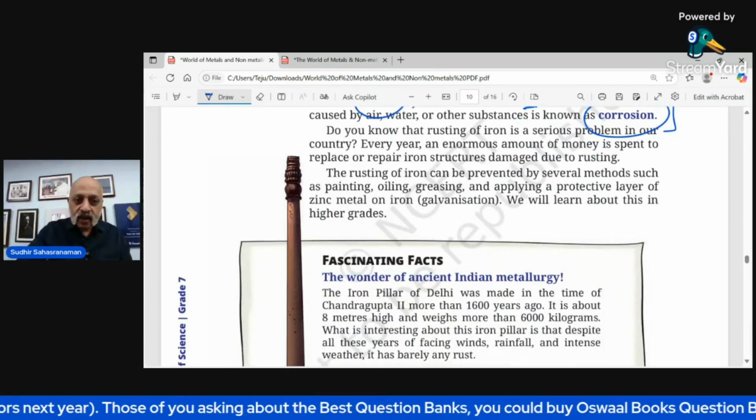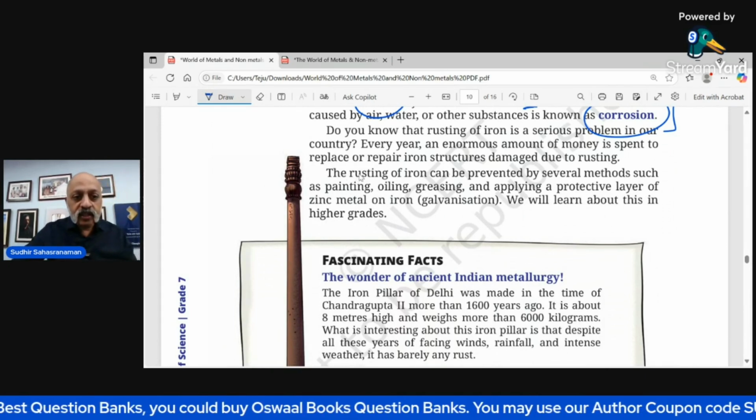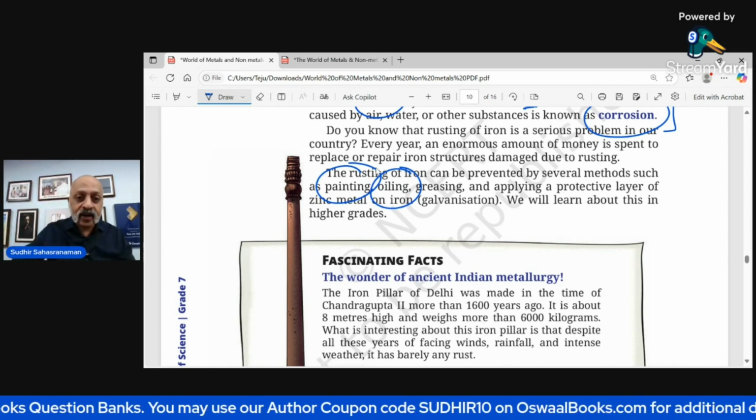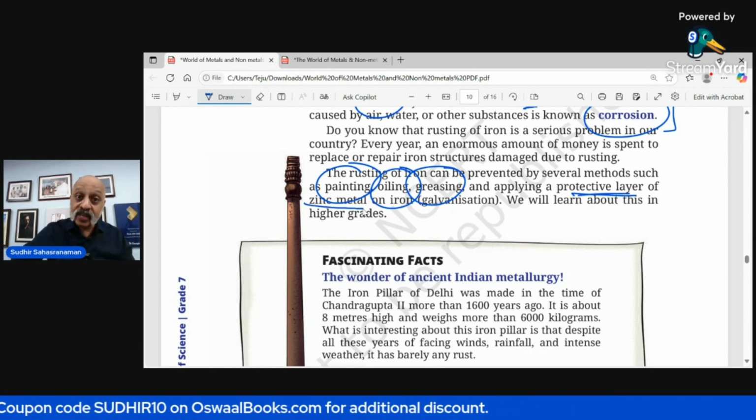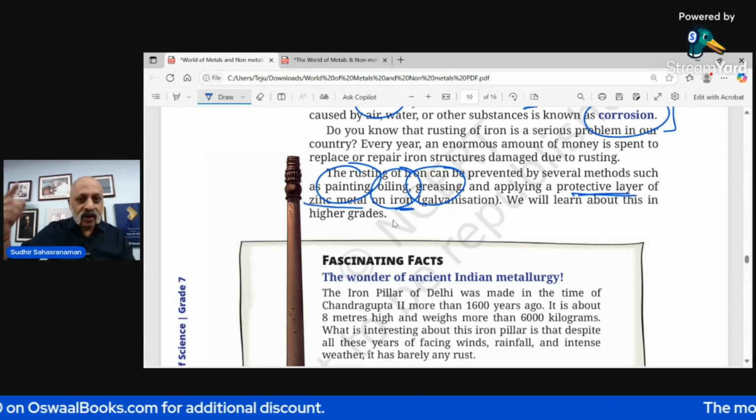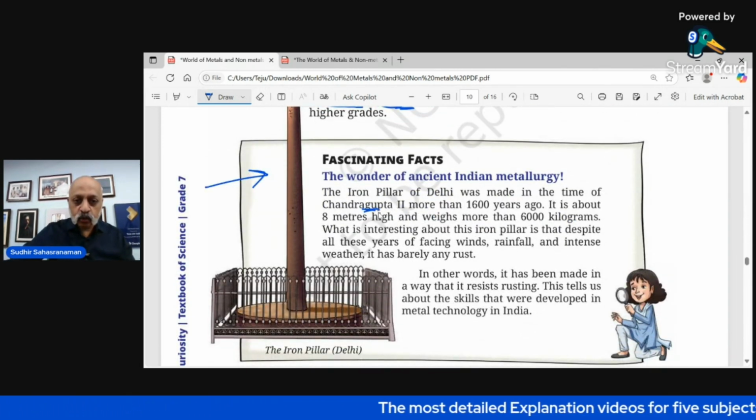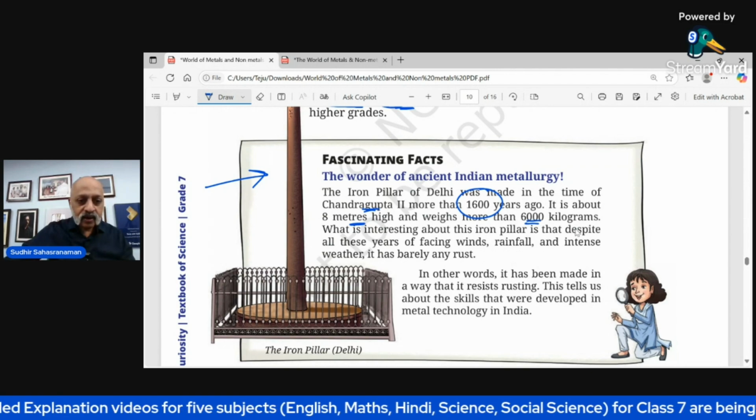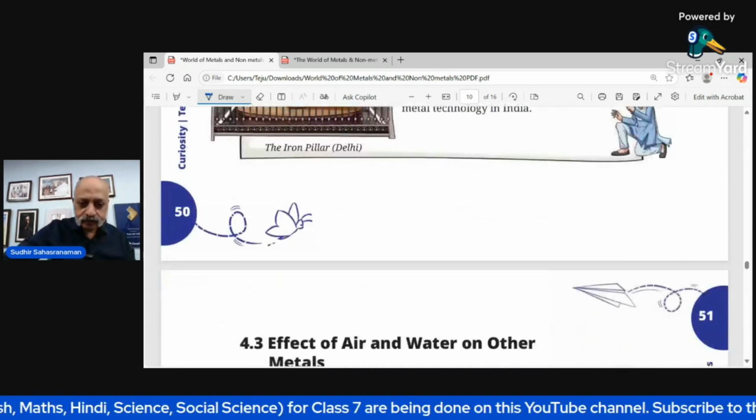If you want to prevent rusting of iron at your home, you either paint it, or you put a layer of oil or grease so that air will not come into contact, or you apply a protective layer of zinc metal on iron. We will learn about this in the higher grade. So this iron pillar, from the time of Chandragupta Maurya, is over 1600 years old, 8 meters high and weighs more than 6,000 kilograms. And despite all this, it has not rusted at all. So it is fascinating.